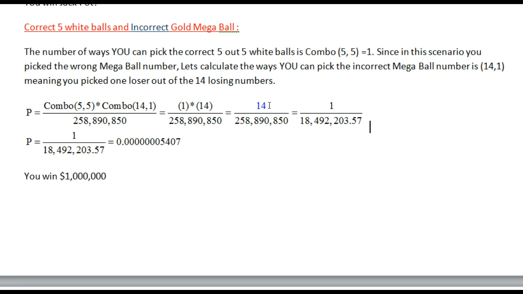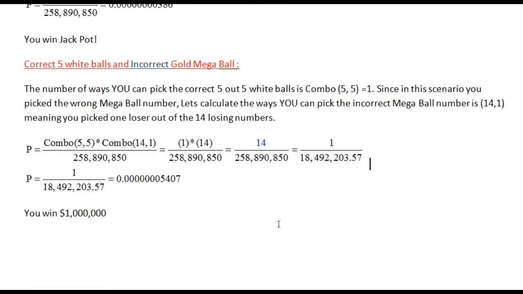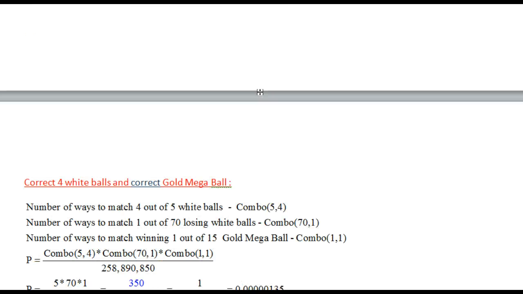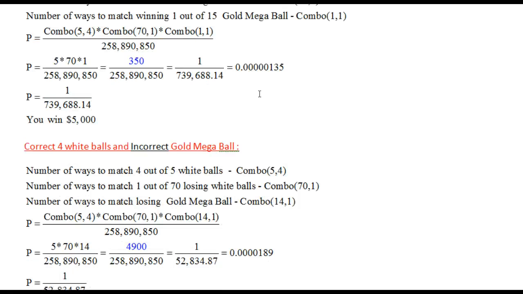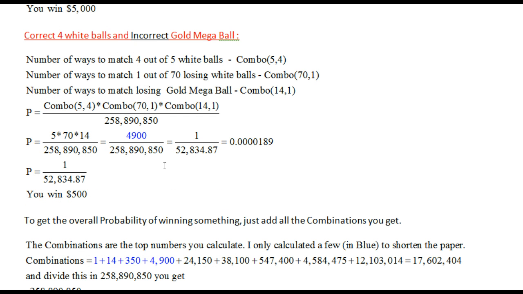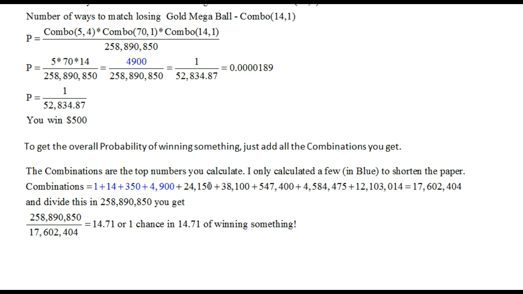Now the combination here is 14. I'm sorry, for correct 5 white balls and incorrect gold ball. So that's 14. And the jackpot is 1. Okay. So that's 1, 14, 350, and 4,900. That's where I stop. Now, if you continue on with the scenario of winning 3 white balls and 1 gold ball, or 3 white balls and you missed the gold ball, then you'll get these other combinations, okay?